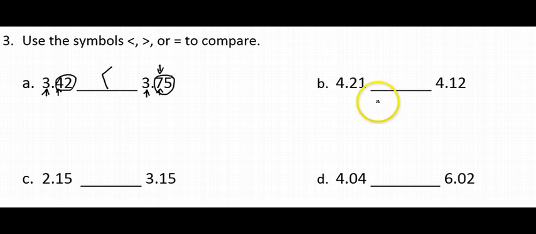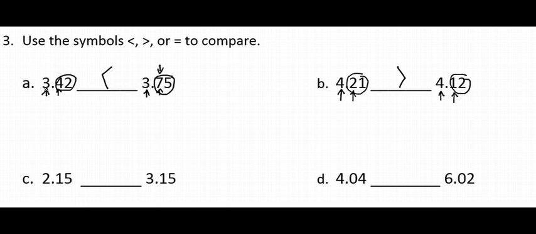In question B, I'm comparing 4 and 21 hundredths to 4 and 12 hundredths. Again, we'll start by comparing their whole numbers. Those are the same. When I compare the tenths, I can see that the first number has 2 tenths, while the second number has only 1 tenth. So that means this number is going to be bigger. And again, another way to look at it is this number has 21 hundredths compared to the second number, which only has 12 hundredths. So the first number is bigger.